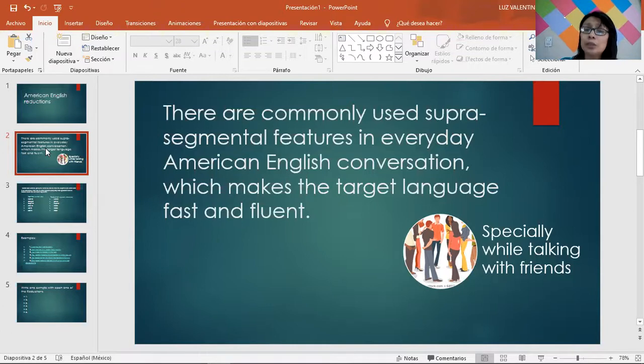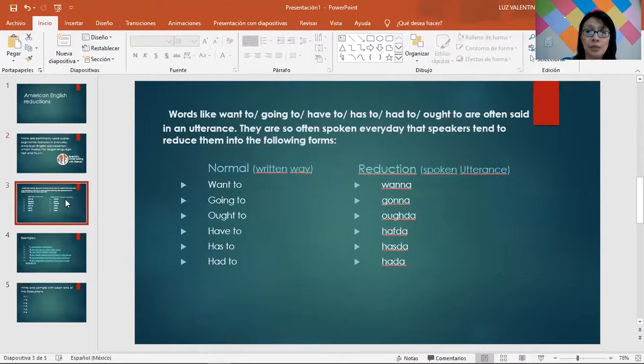But it is important to emphasize that we are going to use this kind of reductions only if you're having an informal conversation. If you're having a formal conversation, it is not correct to use this kind of tools. That's why I wrote here specifically, especially when you are talking to friends. So here are the reductions.